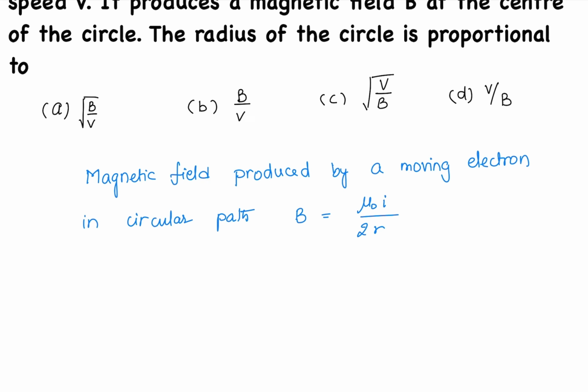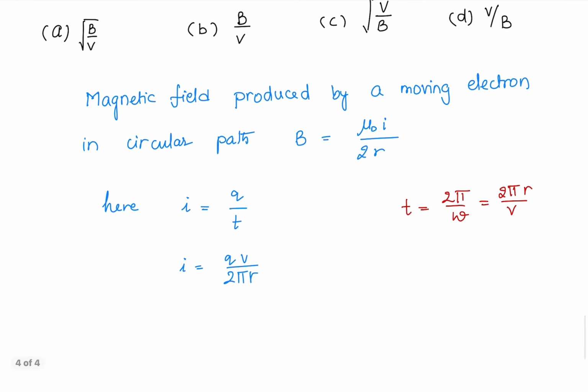Current is because of the motion of the electron. So here we know that current I is equal to charge divided by time. Now to calculate the time, one complete revolution time is equal to 2 pi by omega, which you can write as 2 pi by v by r, since omega is v by r. So that gives me 2 pi r by v. The denominator will come to the numerator. Now the current I will become q by 2 pi r into v, so qv by 2 pi r.